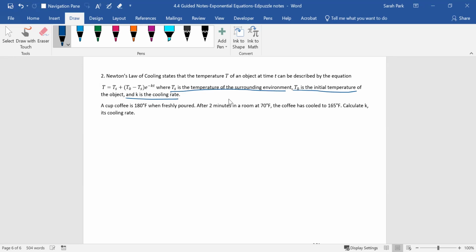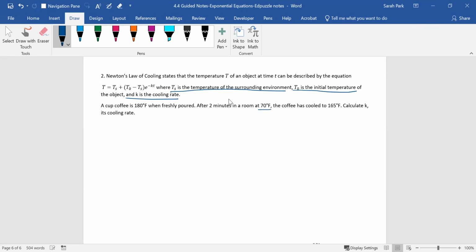So we have a cup of coffee that's super hot, freshly made. It's 180 degrees, and after 2 minutes in a room that's 70 degrees, the coffee has cooled down to 165 degrees. We want to calculate k, its cooling rate.